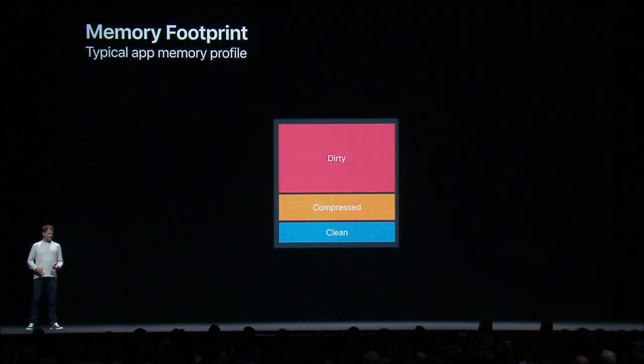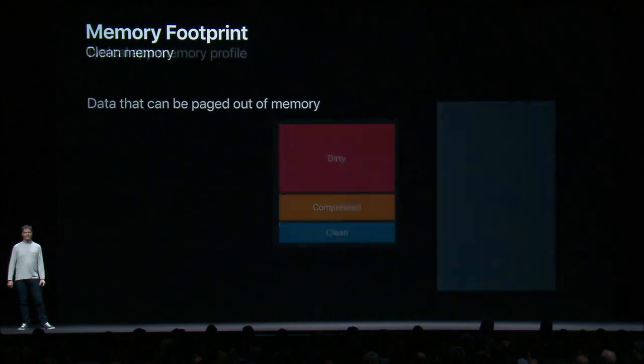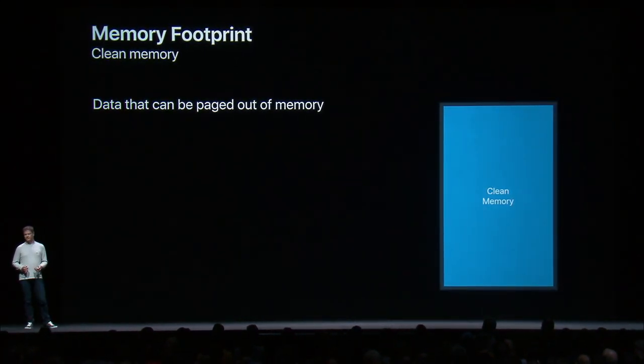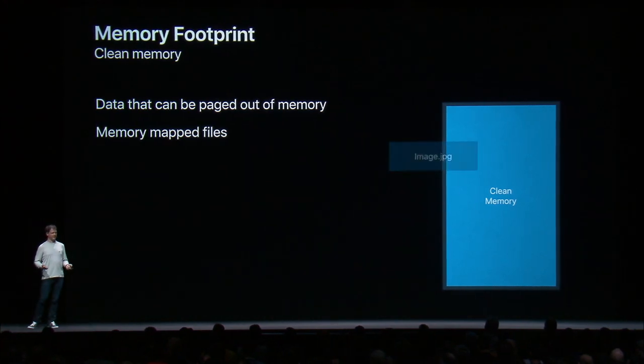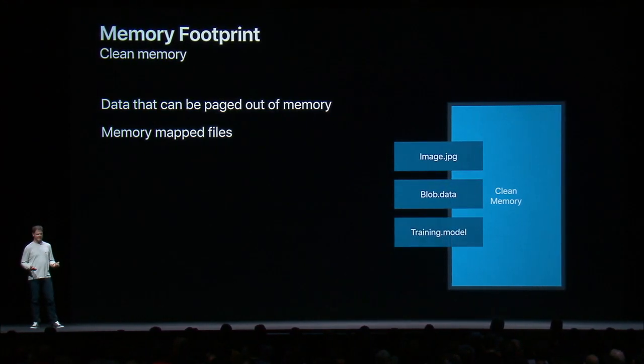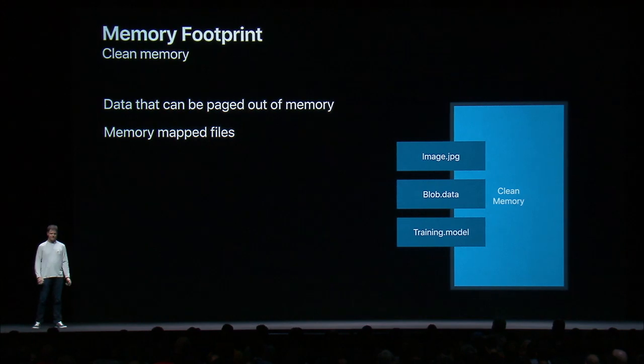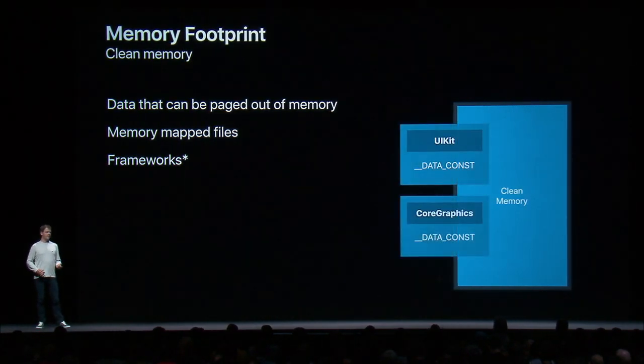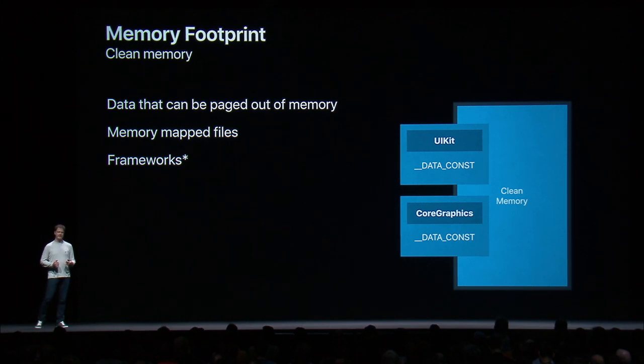And when we talk about a typical app, their footprint and profile has a dirty, a compressed, and a clean segment of memory. Let's break these down. So clean memory is data that can be paged out. Now, these are the memory map files we just talked about. It could be images, data blobs, training models. They can also be frameworks. So every framework has a data const section. Now, this is typically clean, but if you do any runtime shenanigans like swizzling, that can actually make it dirty.